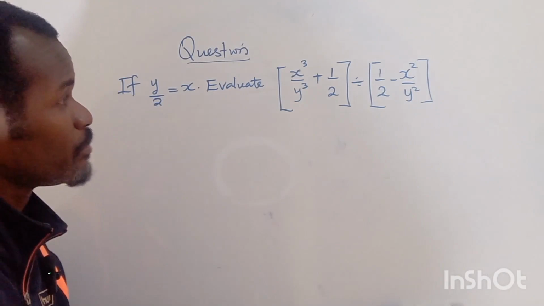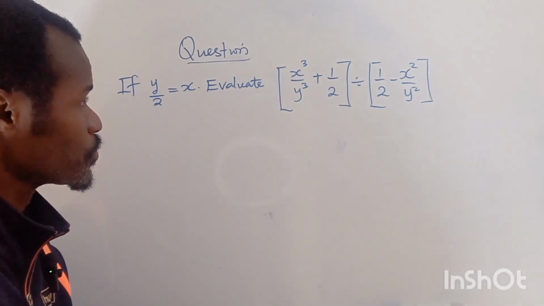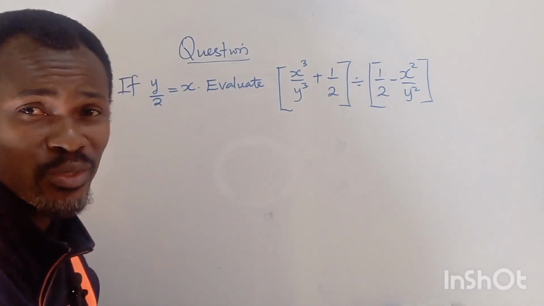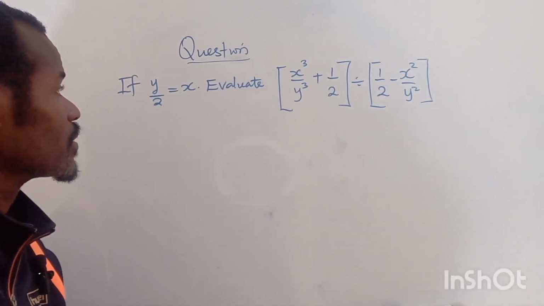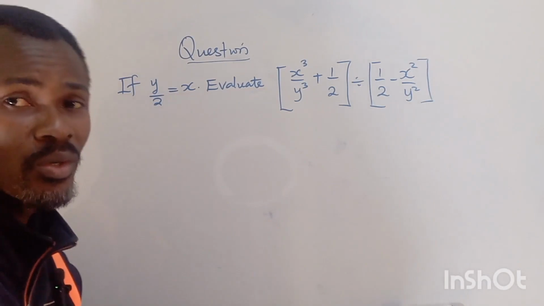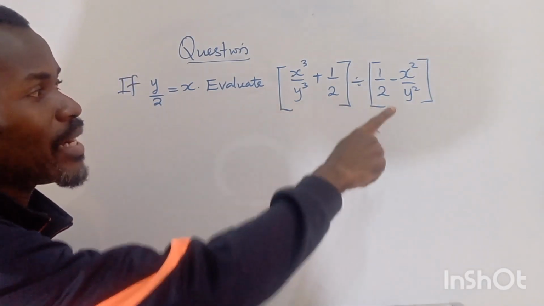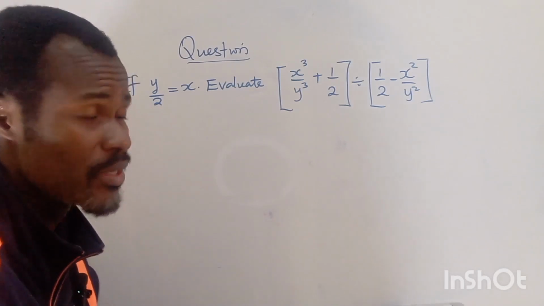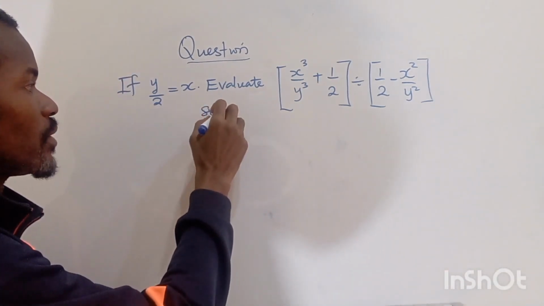Alright, so today we have a problem on the board on algebraic fractions. The question gives us that if y over 2 is equal to x, we should evaluate the whole of that expression. So how do we go about solving that?